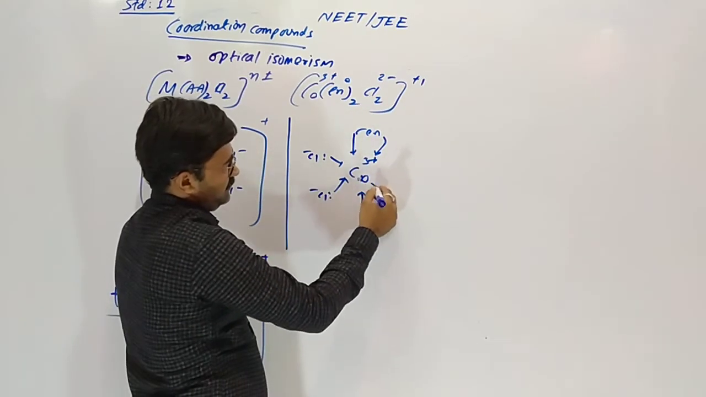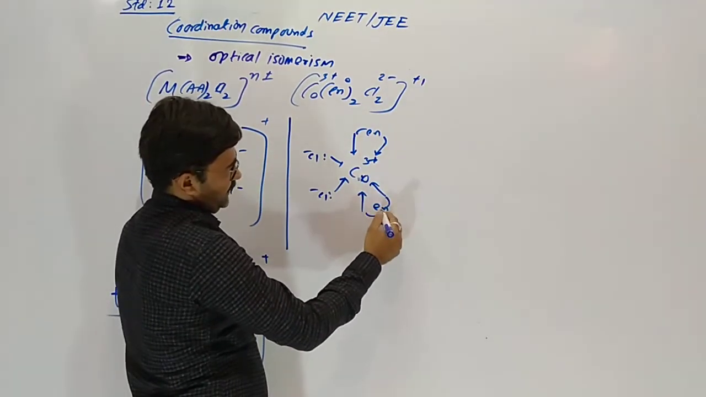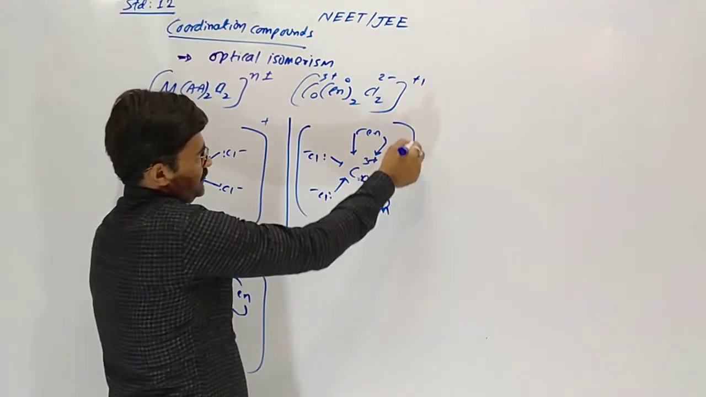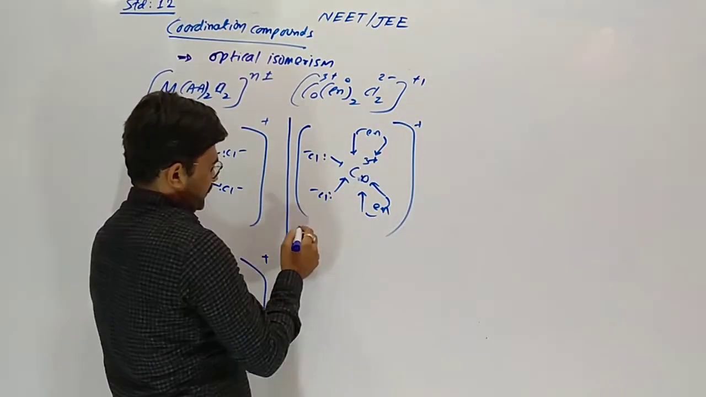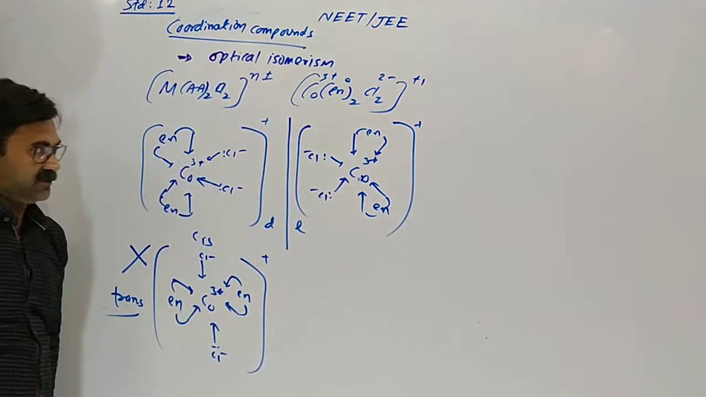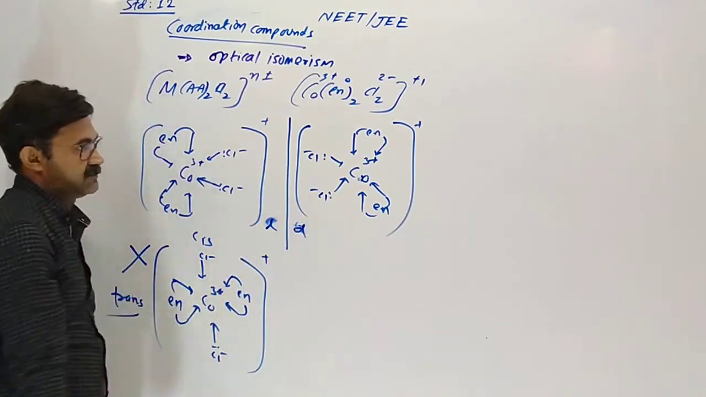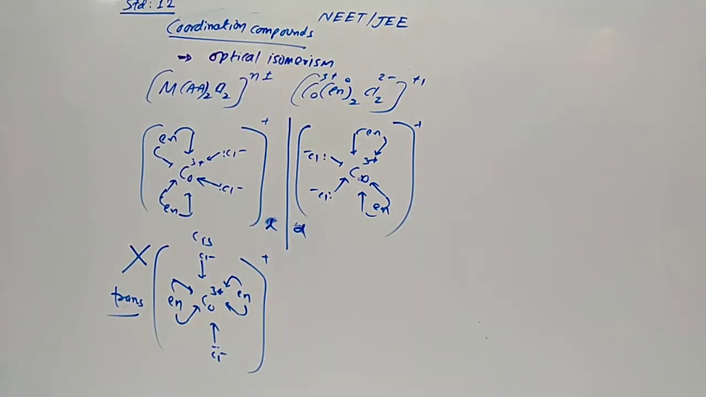2 En comes on the right hand side, here it is on the left hand side. So one of them is dextro and one of them is levo. Suppose this one is levo, then this one is dextro. Like this, optical isomerism occurs here.